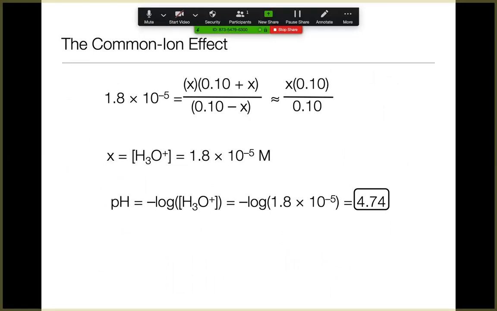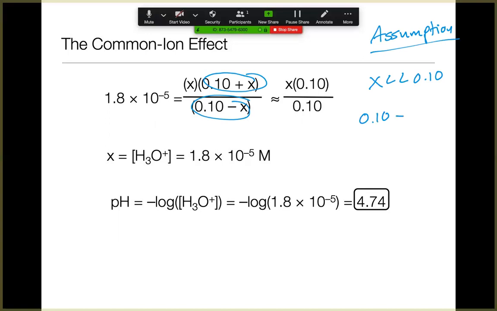So what we're going to need to fall back on is our assumptions. For this, we're comparing x to the value of 0.1. My assumption is that x is a lot smaller than 0.10. How can I write that mathematically? It's saying that if I took the 0.1 and subtracted x from it, it's going to be approximately 0.1 within significant figures.